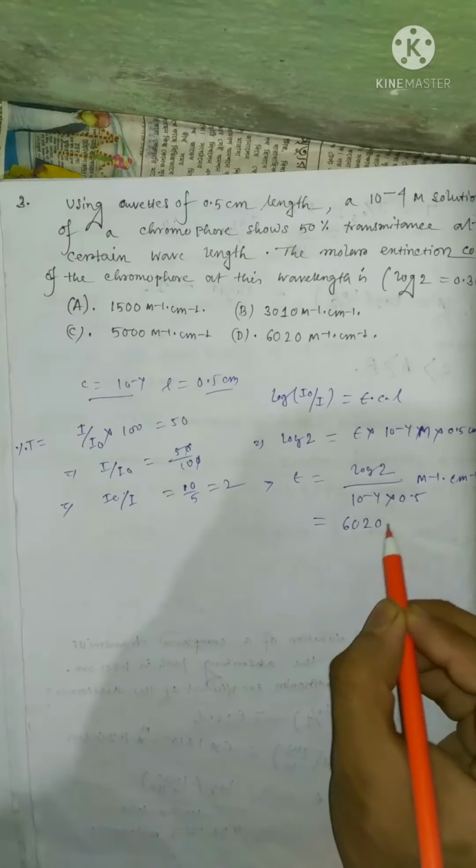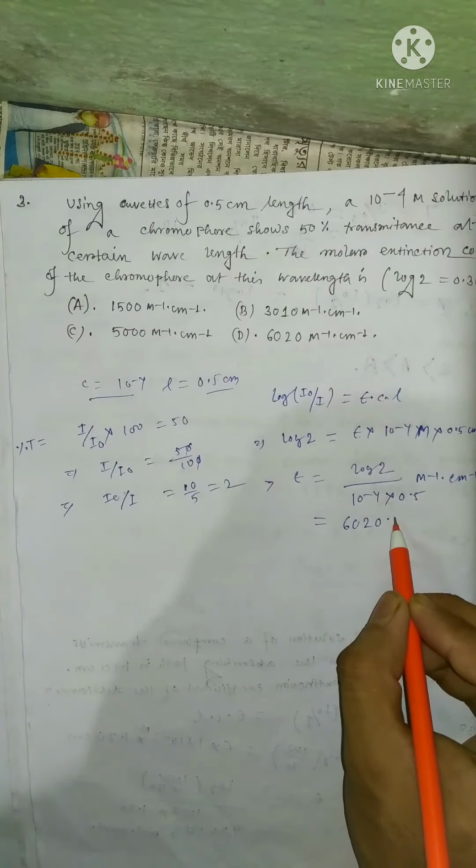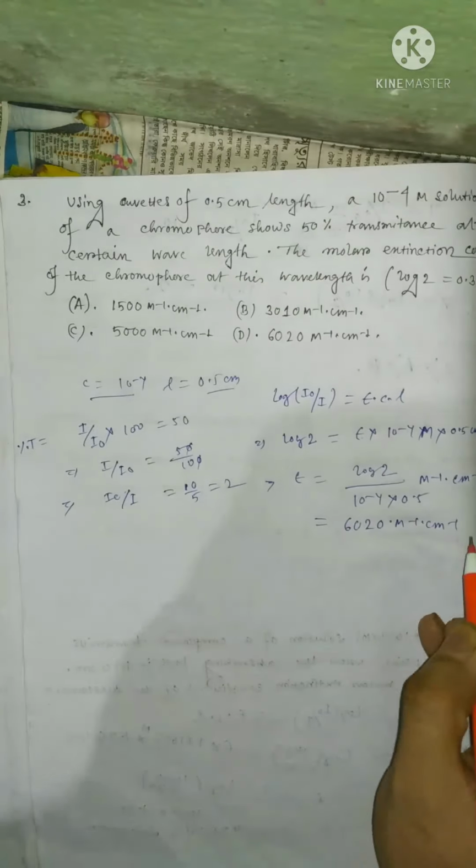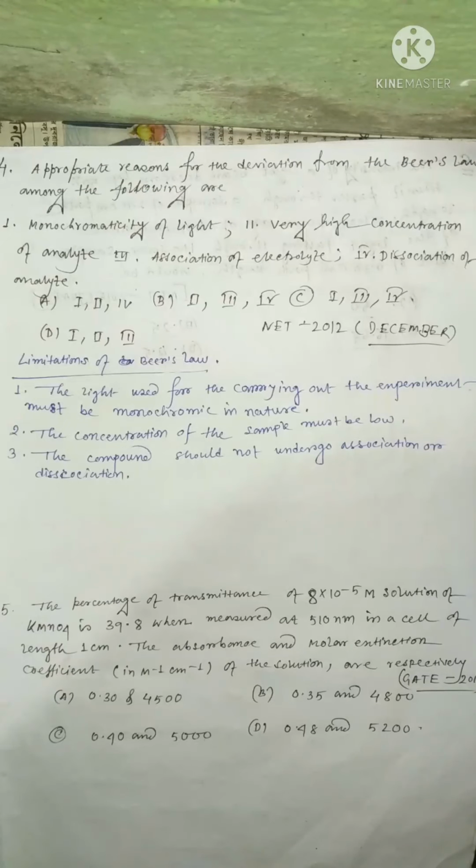Six zero twenty molar inverse centimeter inverse. Okay, so option D is the next question.